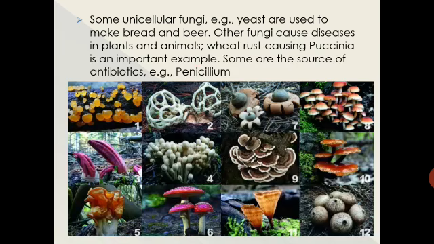Some unicellular fungi, for example yeast, are used to make bread and beer. Other fungi cause diseases in plants and animals, like wheat rust caused by Puccinia, an important example. Some are the source of antibiotics, for example Penicillium. So these are the examples for the fungal members which are causing diseases.